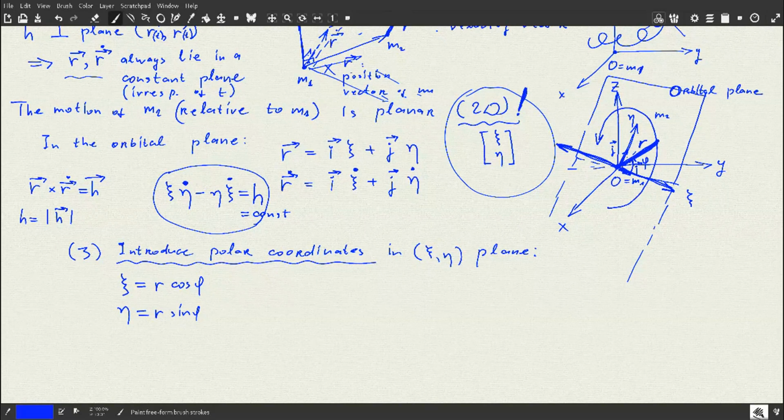So what can we do? Having introduced this plane, now we need to find the equation of motion for M2.